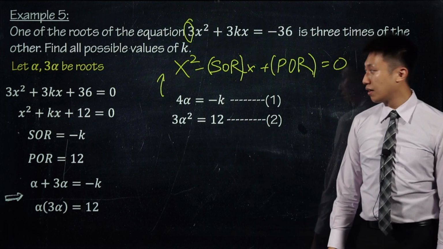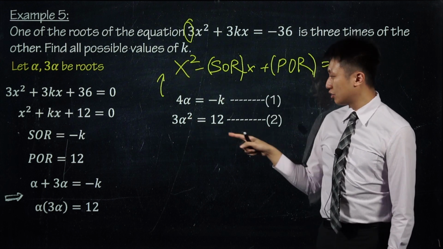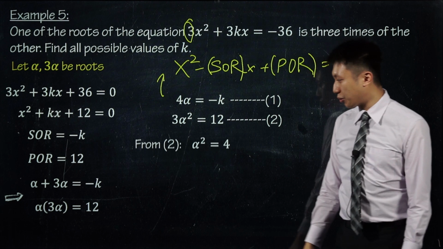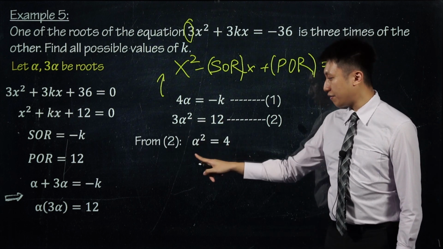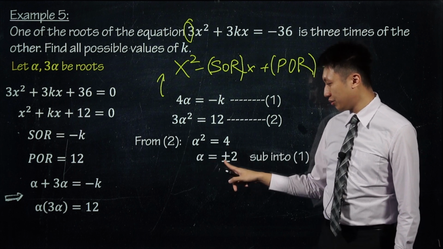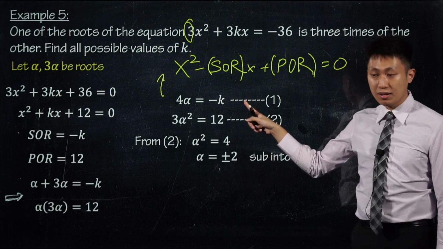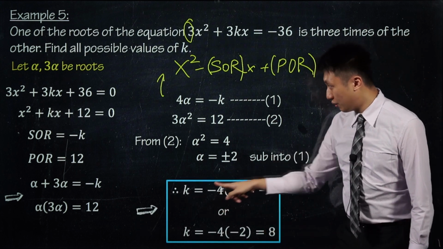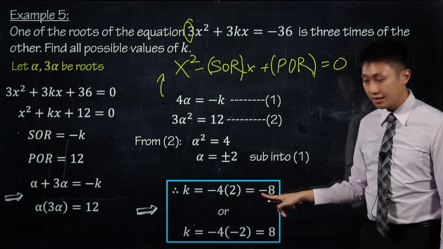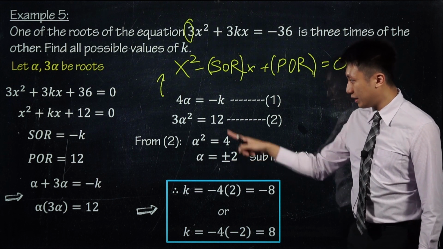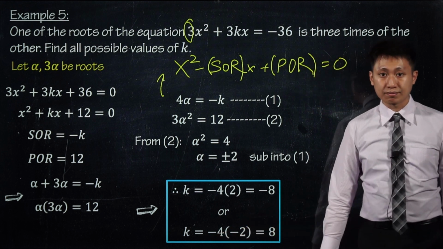How to solve? I want to find k eventually, so I do equation 2 first. From 2, alpha squared is equal to 12 divided by 3, so you get 4. So alpha squared is equal to 4, which means alpha is equal to positive or negative 2. I sub this alpha equal to positive 2 into equation 1, then I get k equals negative 4 times positive 2, so I get negative 8. Second answer, I sub negative 2 into negative 4 alpha. So negative 4 times negative 2, I get 8.